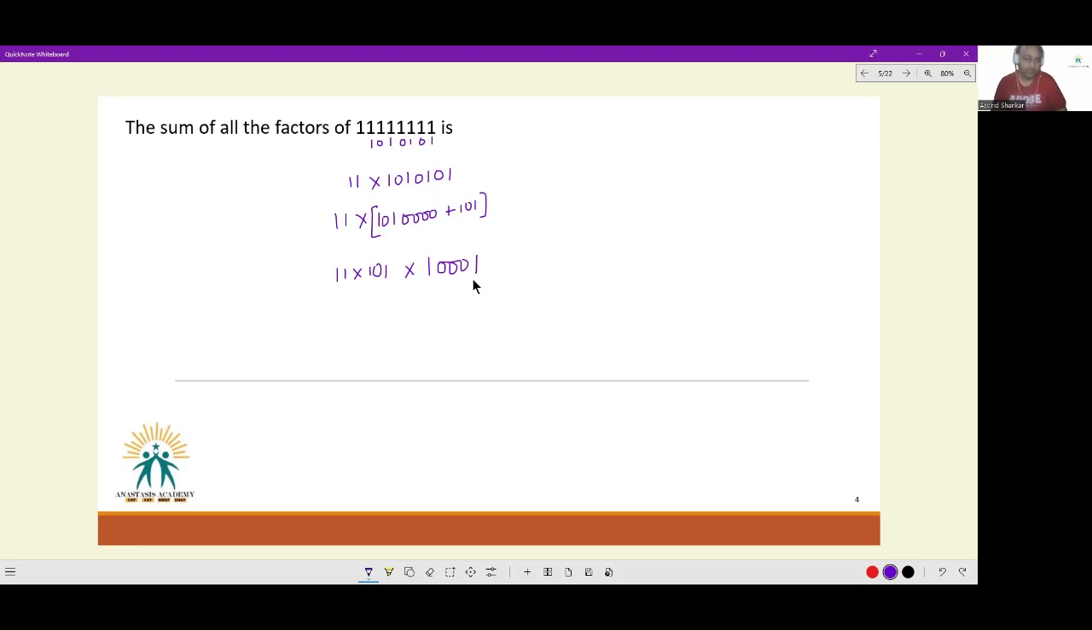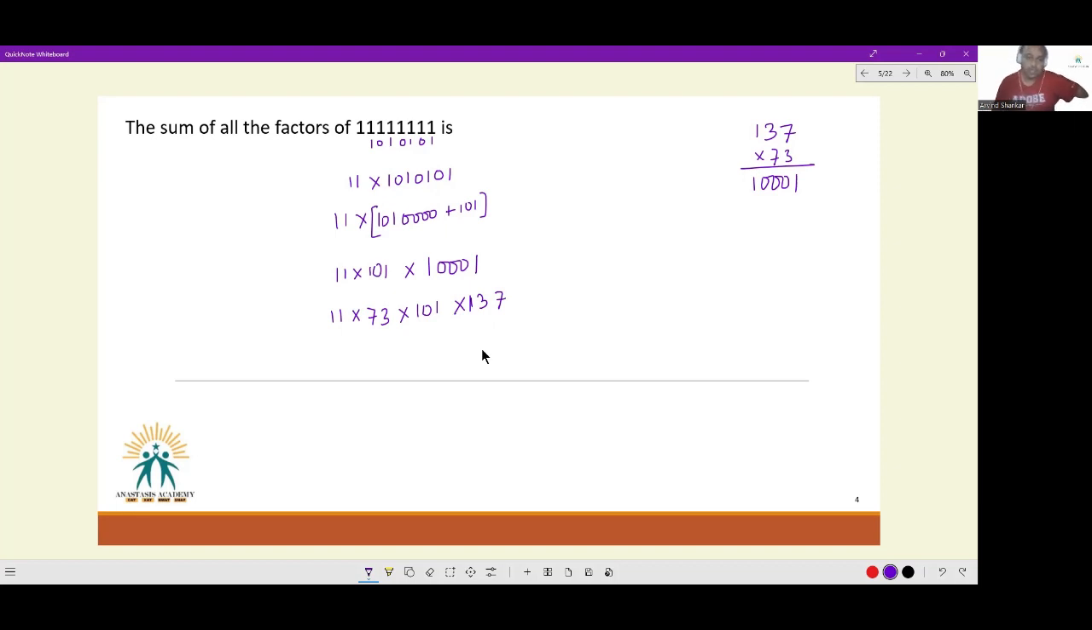Now it is a very arcane piece of information. If you know it, it's great. If you don't know it, this should be the question that helps you learn. 10001 is not a prime number. 10001 is 137 into 73. So now I can break this down as 11 into 73, the smallest number I write first, into 101 into 137.